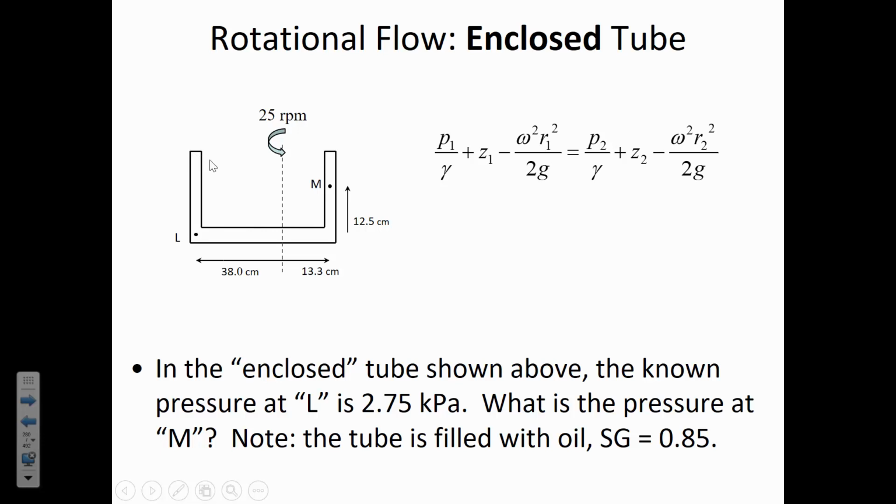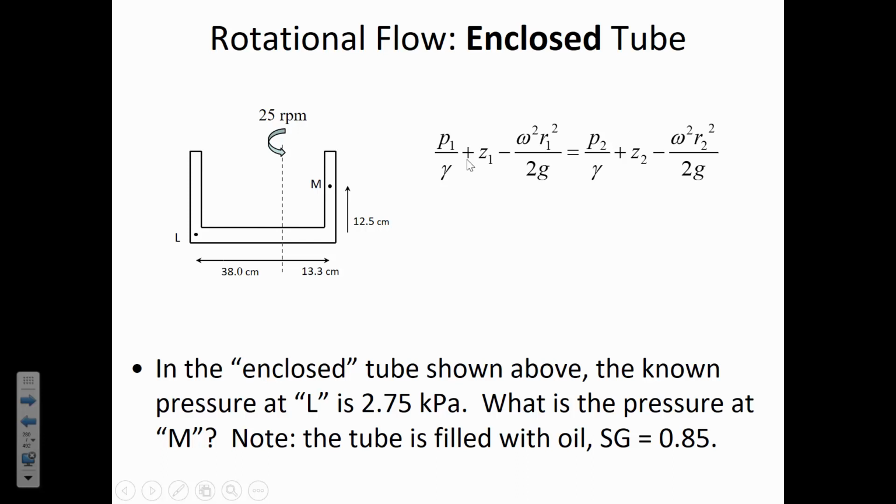And we want to find out what is going to be the pressure here at location M. We know the radius to location M from the axis of rotation. We know the radius out to some other secondary point where we've measured the pressure. And then in this case, the fluid is a liquid other than water. This is oil. And so the fluid properties come into play because we're dividing by gamma when we find the pressure head.